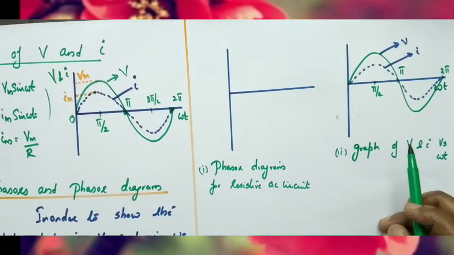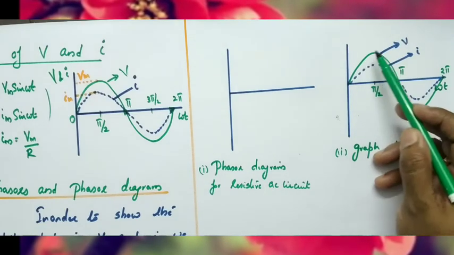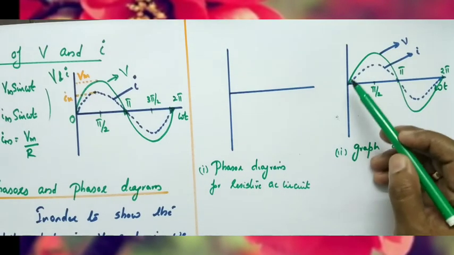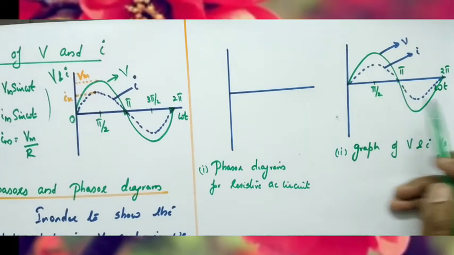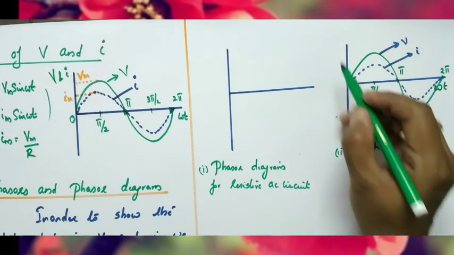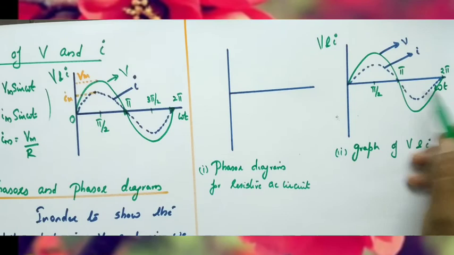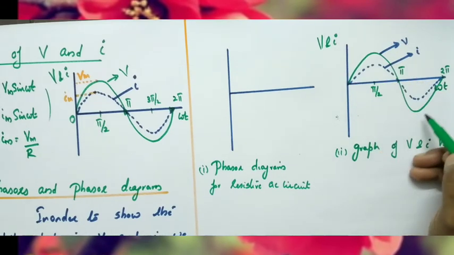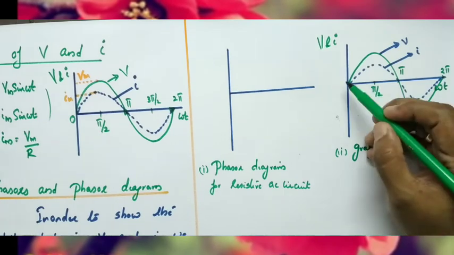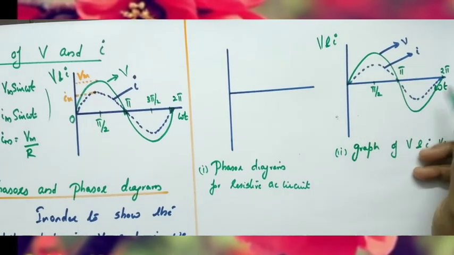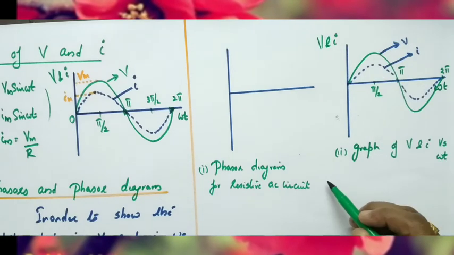Now how will you draw the phasor for an AC voltage connected to a resistor? This is the graph we have already discussed. In an AC voltage connected to a resistor, voltage and current are in phase. If a graph is plotted with omega t along the x-axis and voltage and current along the y-axis, this is the graph. The solid line represents voltage and the dotted curve represents current. Since they are in phase, they pass through the same point, and the magnitude of current is less than the magnitude of voltage.